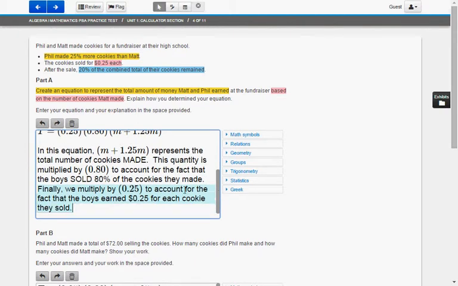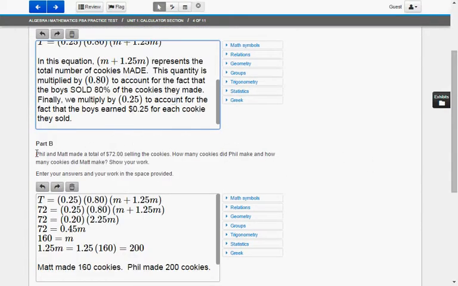The second part of this question gives us more information. Now we're told that Phil and Matt made a total of $72 when they sold their cookies. And so now it asks us to actually figure out how many cookies Phil made and how many Matt made. So what I've done is I've taken the equation that I wrote in part A, T equals 25 cents times 80% of the cookies they made, and I've filled in 72 for the total money that they earned. So 72 is equal to all of that.